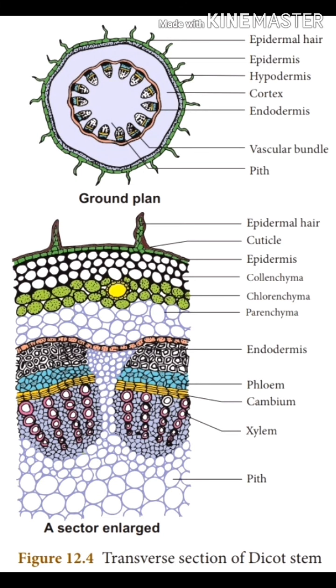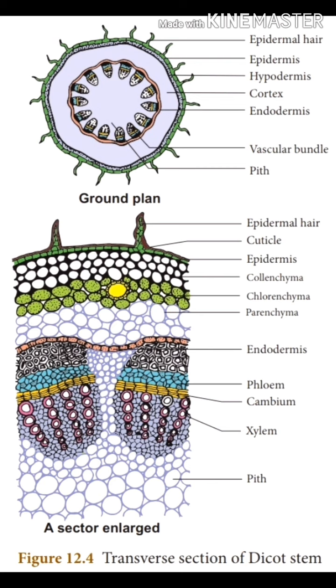Just now we have studied simple permanent tissues. And if we observe a transverse section of a dicot stem, what are dicot plants? Like sunflower, gram, kidney beans, pea, these are all dicot plants. So if we see the transverse section of a dicot stem under a microscope, it has different types of cells. And what are these cells? Like epidermal cells, collenchyma, parenchyma, cambium, xylem and phloem. All these cells perform different functions. And what are these functions?